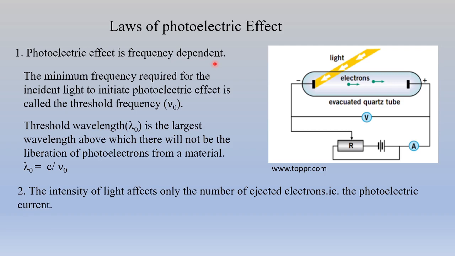And the third one is, as light is incident on the metal surface, at that moment the electrons are emitted. That means there is no time lag between the incidence of the light and the emission of photoelectrons. That is, the photoelectric effect is an instantaneous phenomenon. There is no time lag between the incidence of radiation and the emission of electrons.